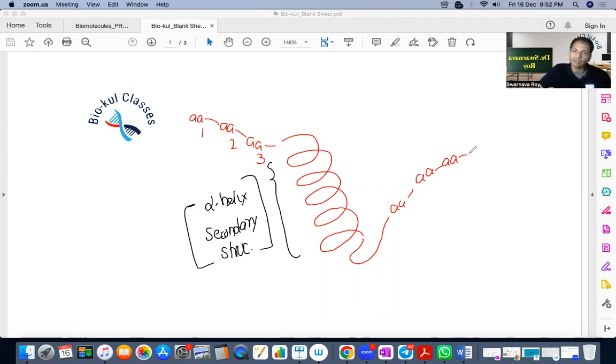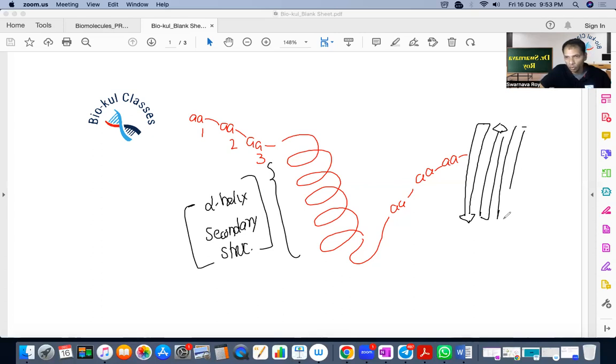And then again, after some time, you will have these kinds of structures. These are called the beta pleated sheet. We draw the beta pleated sheet in this arrow form. So these are called the beta sheet. Again, they are a type of secondary structure in the protein. And then again, after that, amino acid, amino acid.